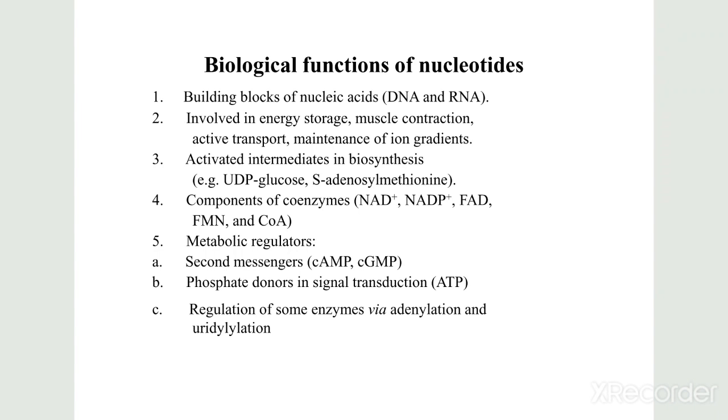Well, they are the activated intermediates in biosynthesis, for example, UDP glucose and S-adenosylmethionine. Now, we must know what is biosynthesis. Biosynthesis is the production of complex molecules within a living organism, for example, amino acid synthesis, nucleic acid synthesis, photosynthesis, etc. So, these nucleotides are used in this biosynthesis mechanism. Nucleotides are the components of coenzymes like NAD, NADP, FAD, FMN and coenzyme A.